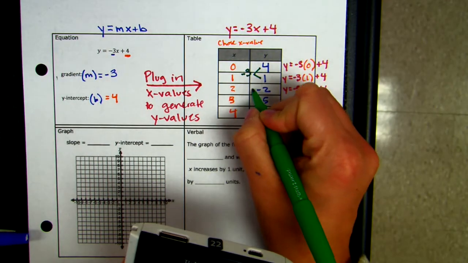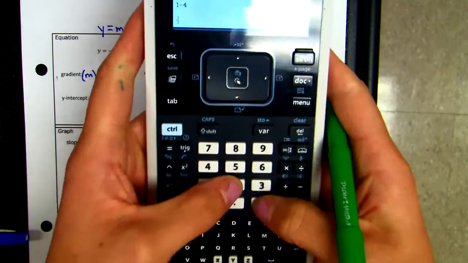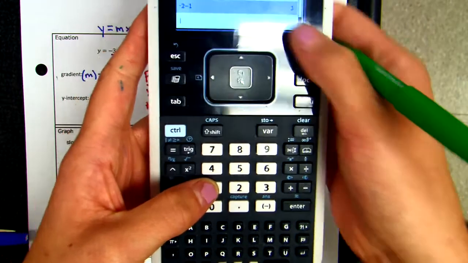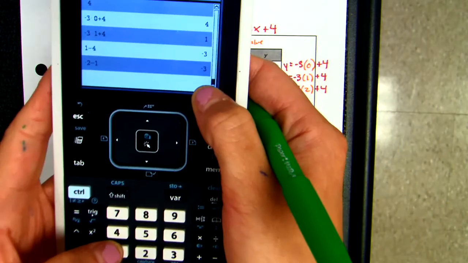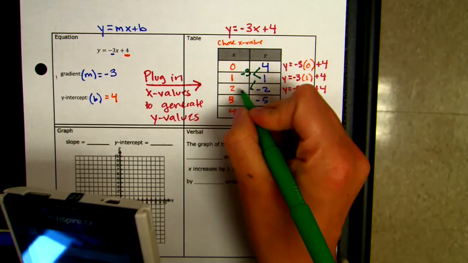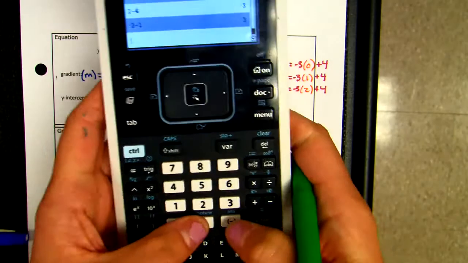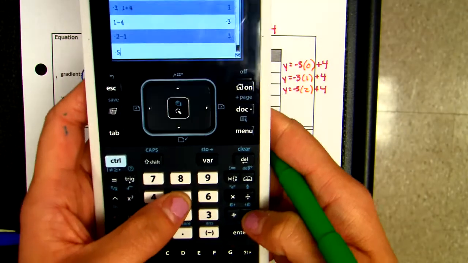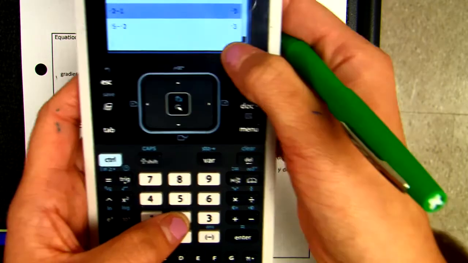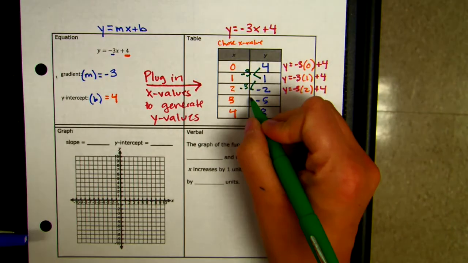Let's see if that's true for these. Negative 2 minus 1 gives me negative 3. So again, my change between these 2 points is negative 3. Negative 5 minus negative 2, again, that is negative 3.